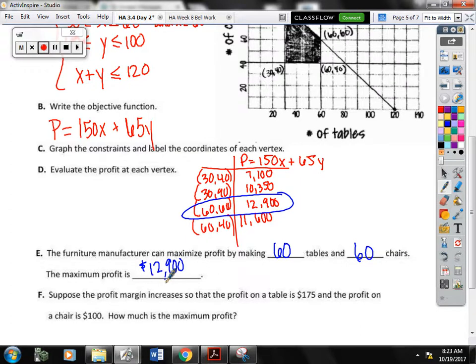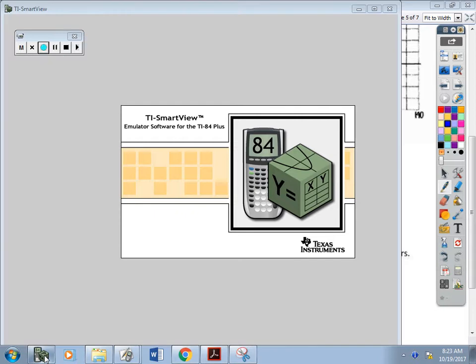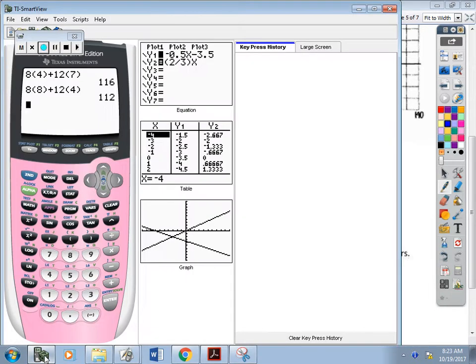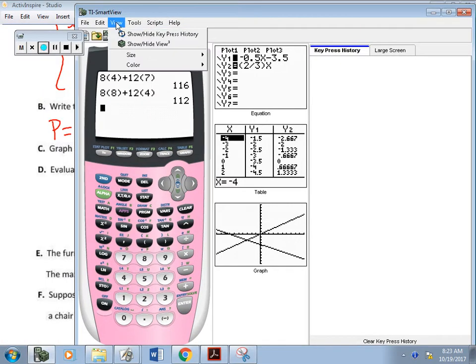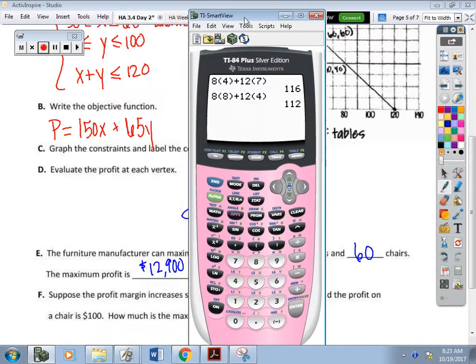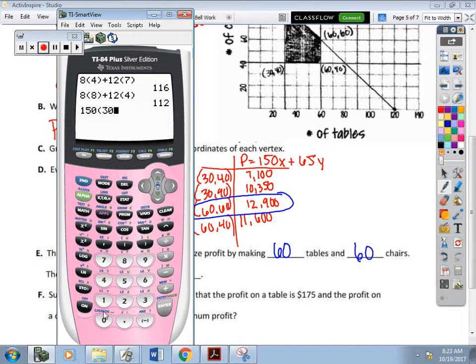Now, I showed in 12th period yesterday, when you're evaluating, and you get to use a graphing calculator, and I've shown this before, you can use the second enter feature, which recalls what you typed the time before, to shortcut the evaluation process. Let me hide some of this. So for example, when you're plugging in 150 times 30 plus 65 times 40, and you hit enter to get your 7,100.